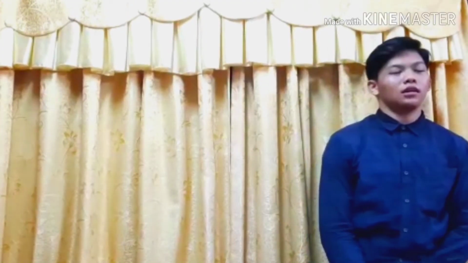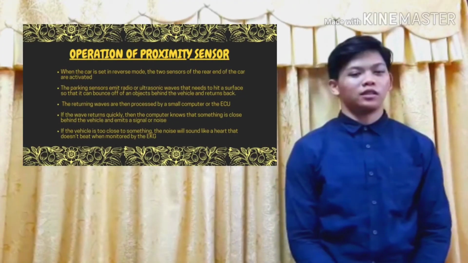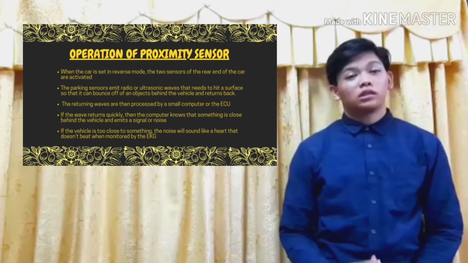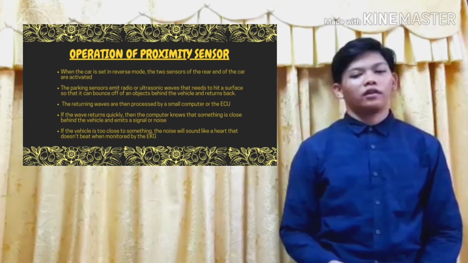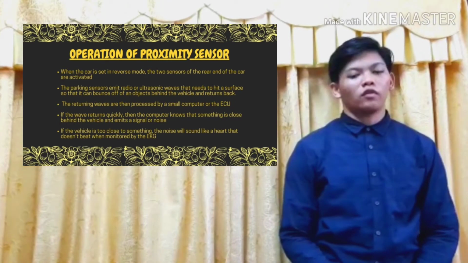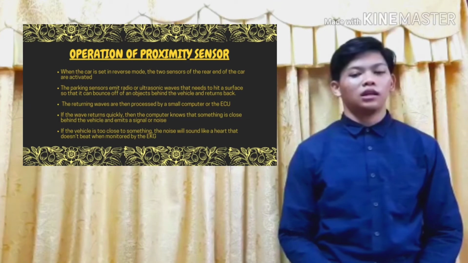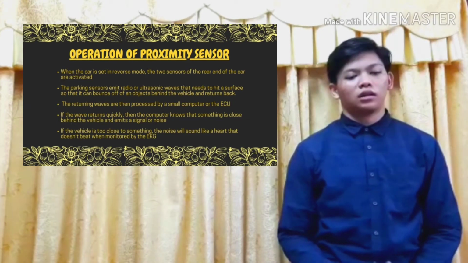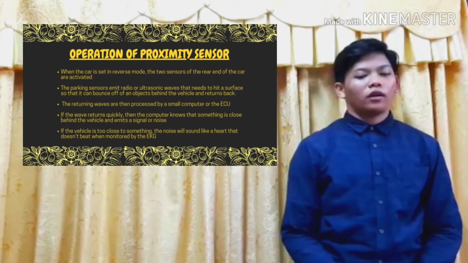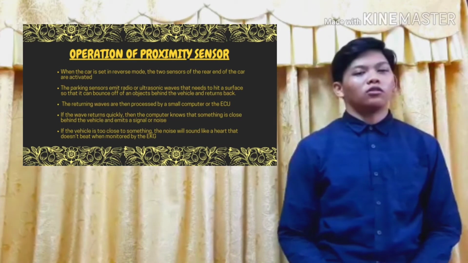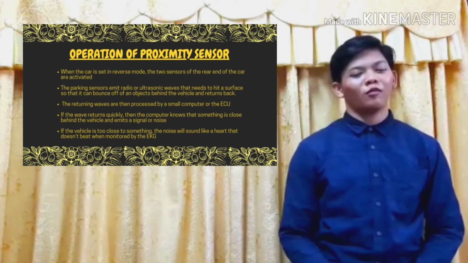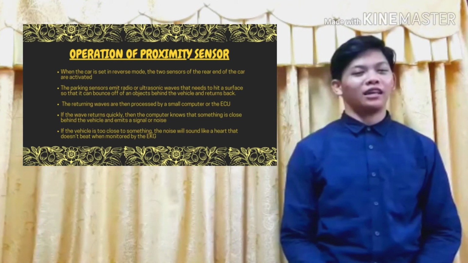We will proceed to the slide and I want to talk about the operation of the proximity sensor. When the car is in reverse mode, the two sensors at the rear end of the car will activate. Then the parking sensor will emit radio or ultrasonic waves that need to hit a surface so that they can bounce off an object behind the vehicle and return. The returning wave is then processed by a small computer, the ECU. The computer can determine the size and relative proximity of the object behind the vehicle.